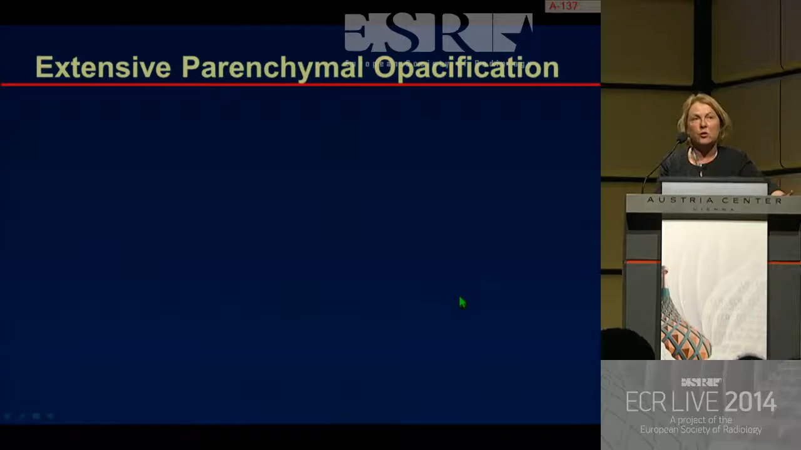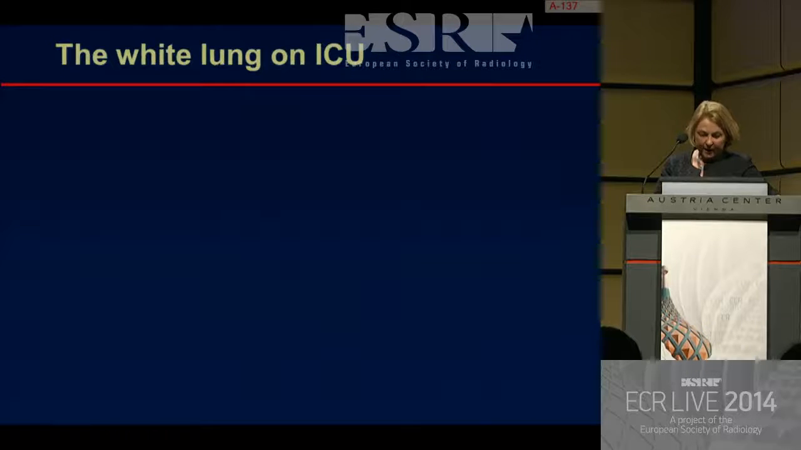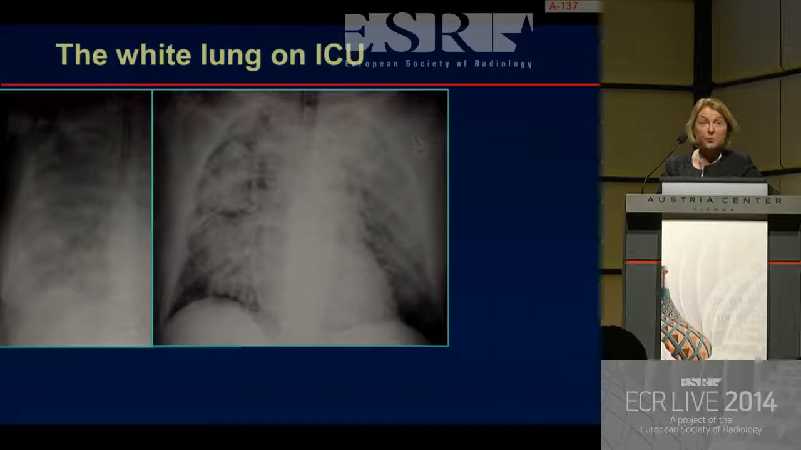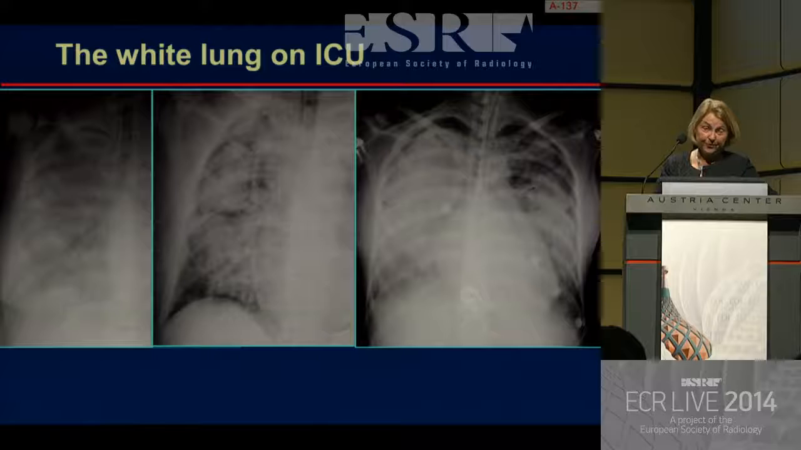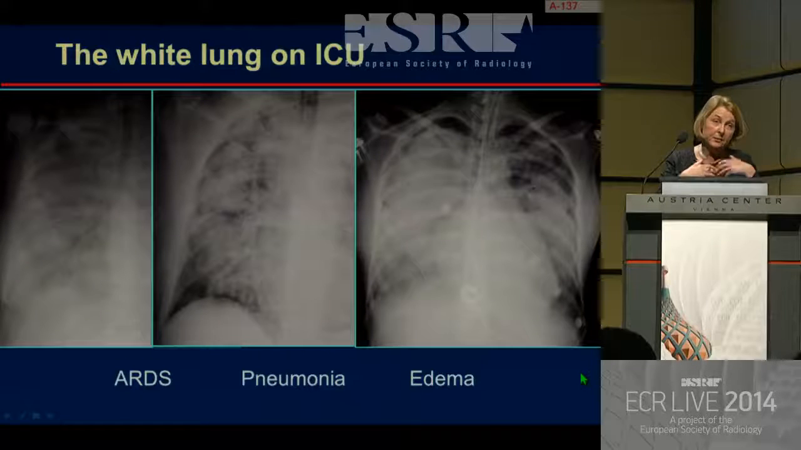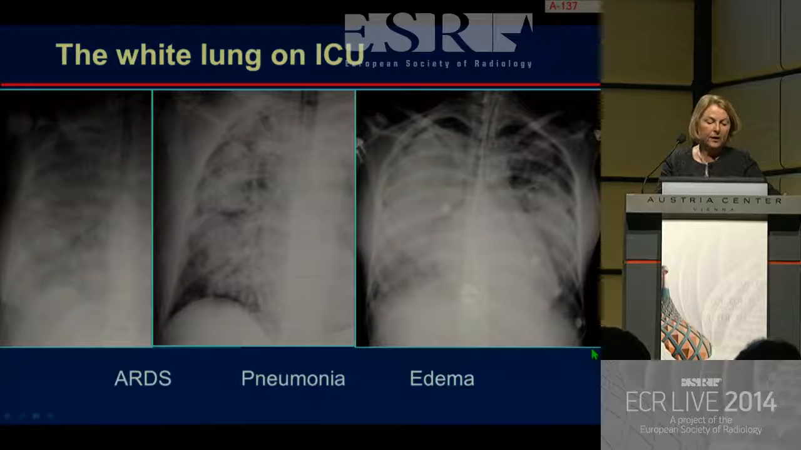The last part I want to cover only very shortly, and more cases we will discuss later in the interactive part, is the extensive parenchymal opacification. And I start with the white lung on ICU. First patient, second patient, third patient. The underlying reasons were ARDS, pneumonia, and edema, and you are all familiar with the fact that these broad, extended intrapulmonary consolidations cannot be further differentiated without further follow-ups or clinical information on a chest X-ray.